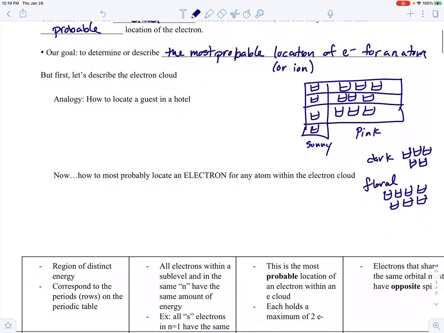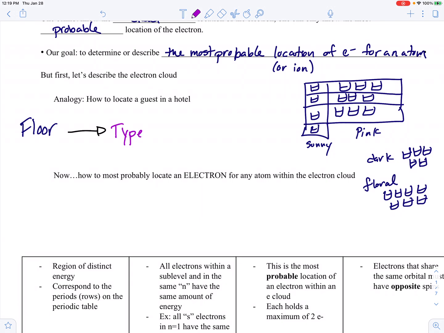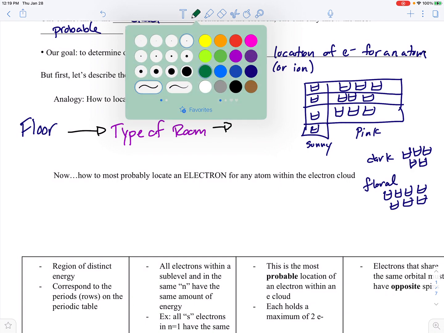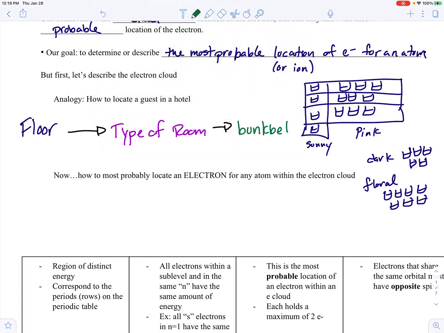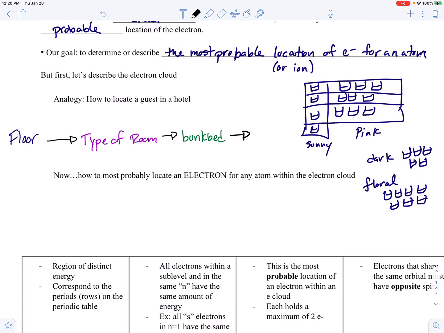Now, in our analogy, we had floors. So if we were going to describe where a guest or a boarder was, you could describe what floor they're on. You could describe what type of room they are in. You could also describe the bunk bed that they are in. And then once you figure out the floor, type of room, and bunk bed, at that point, hopefully you have found your actual boarder or your guest.